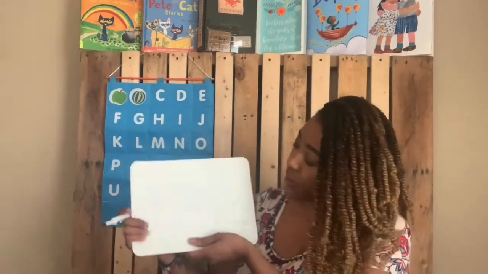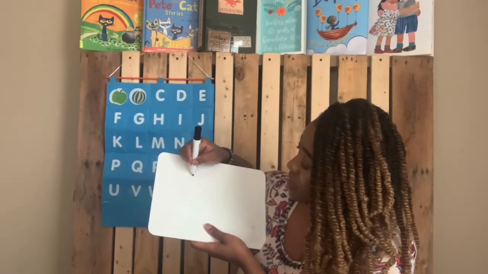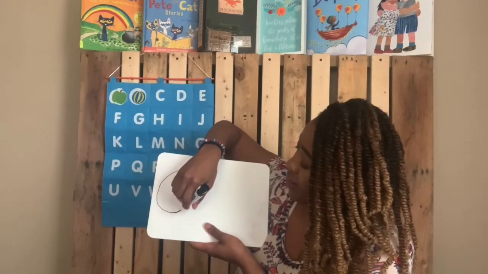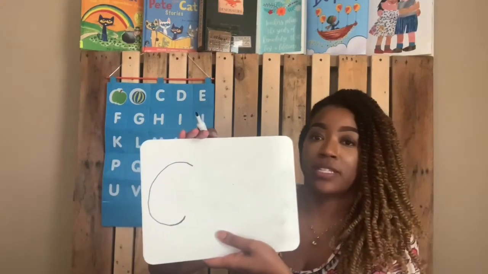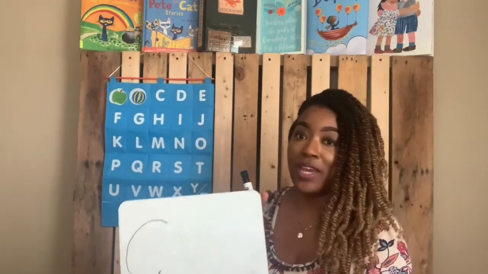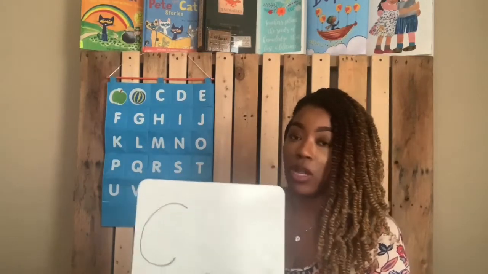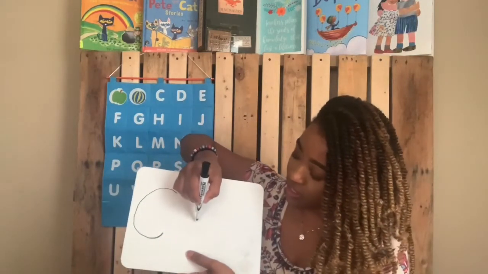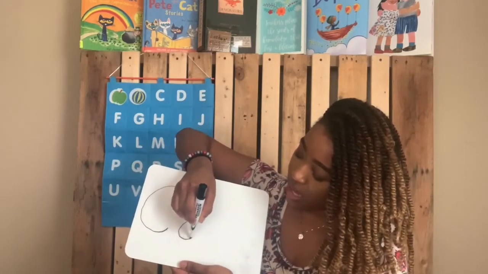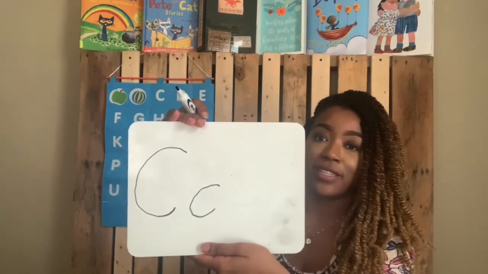I have my whiteboard, and I'm gonna start at the top, and I'm gonna make my letter C. Just gonna make a big curve. And there's my uppercase C. Now this board doesn't show us the lowercase c, but I'm gonna show you how to make it. The lowercase c looks just like the uppercase, except it's smaller. I'm gonna start at the top again. And there it is. The letter C that says k, k.